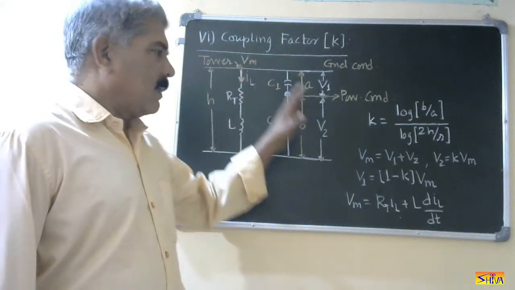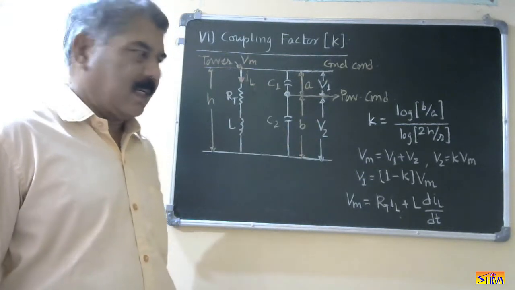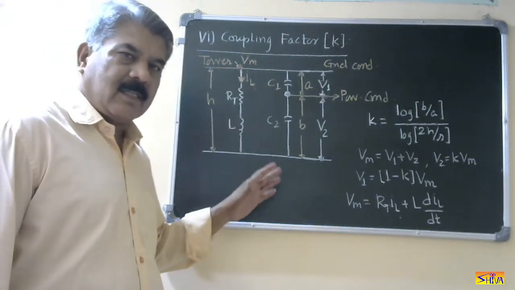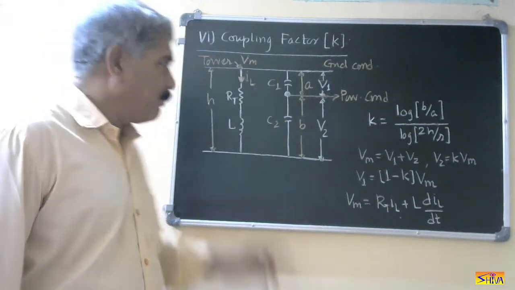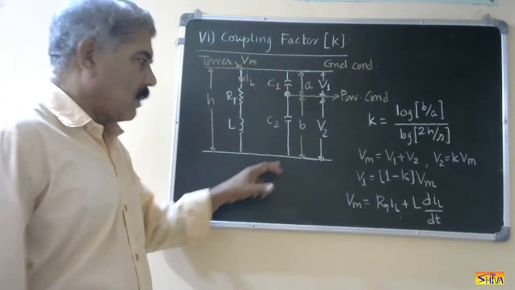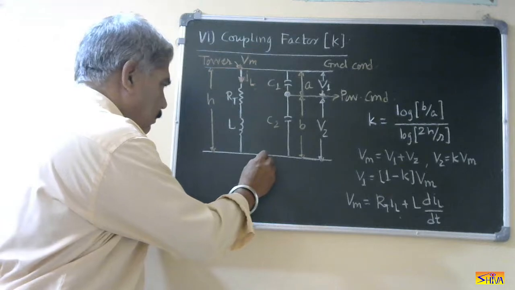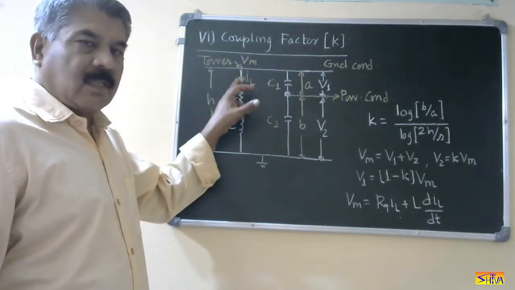This is the diagram, the electrical equivalent circuit for tower as well as power conductor. I will discuss this step by step, then I will explain what is coupling factor. Let us say this is the tower. This is ground. This is earth. This is tower.